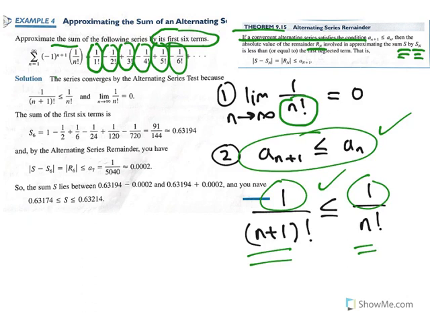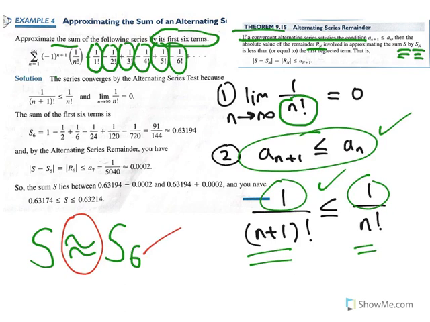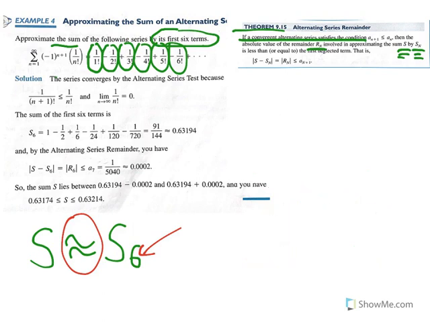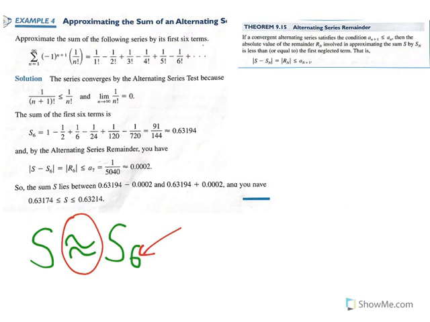But of course, that's not the infinite series, because the infinite series has infinitely many terms. But we can approximate the infinite sum with our 6th partial sum. So the infinite sum is approximately equal to the 6th partial sum. But how good will our approximation be? How close will our approximation be to the exact infinite sum?